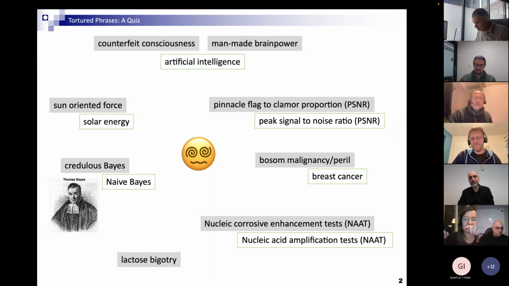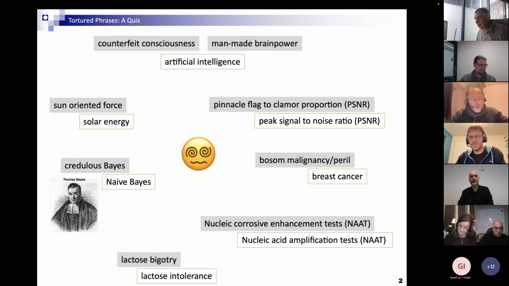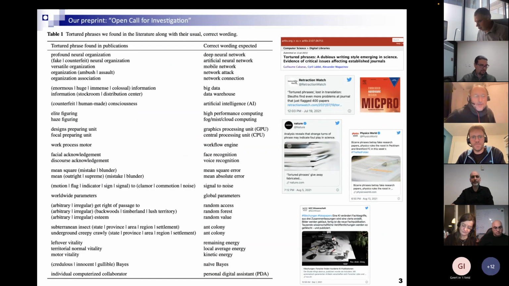You have to understand that all these strange wordings have been picked up in real papers that were published by a real publisher, not predatory publishers. And Alexander Magazinov collected a lot of them. So you can see in the next slide the list. On the left-hand side, we've got a list of tortured phrases, and on the right-hand side, you will have the real wording. So, for example, "profound neural organization" will be deep neural networks.